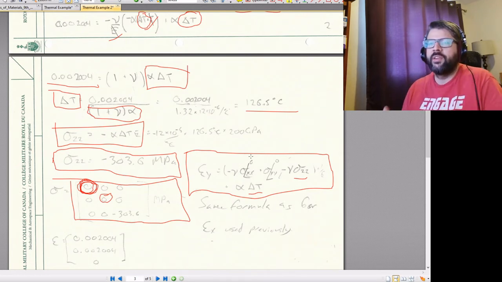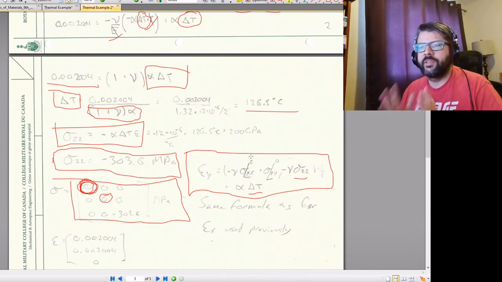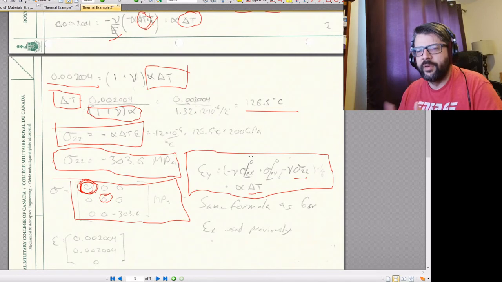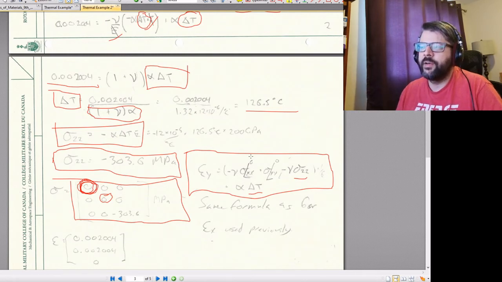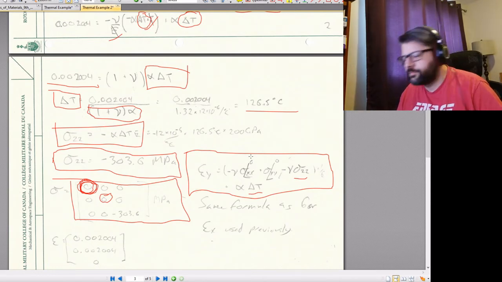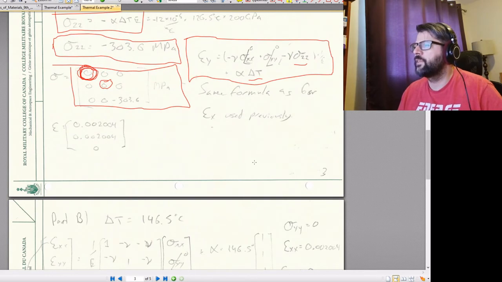Which isn't surprising, because otherwise there's no differences between the strain or stress state that would be induced. If the only stresses that are arising are in the z direction, then the strain in the x and y should be identical. So we end up with a strain state of this.